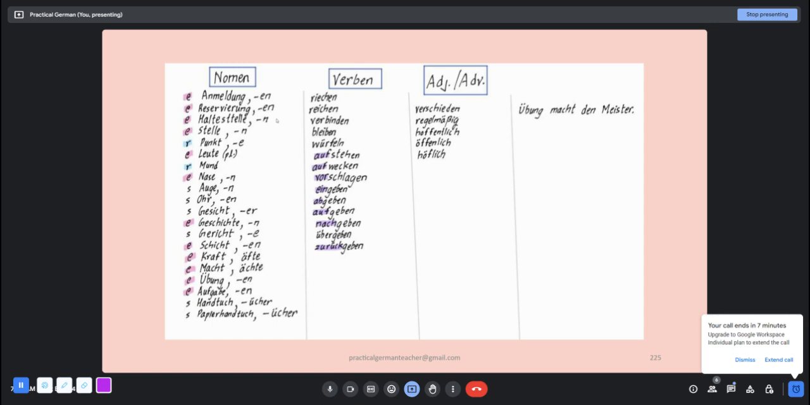To reserve will be a verb. This is a noun. A good way of thinking: when you learn a noun, think there is a verb. Reservierung is a noun. The verb will be reservieren. Anmeldung is the noun. The verb will be anmelden. Continue, please.